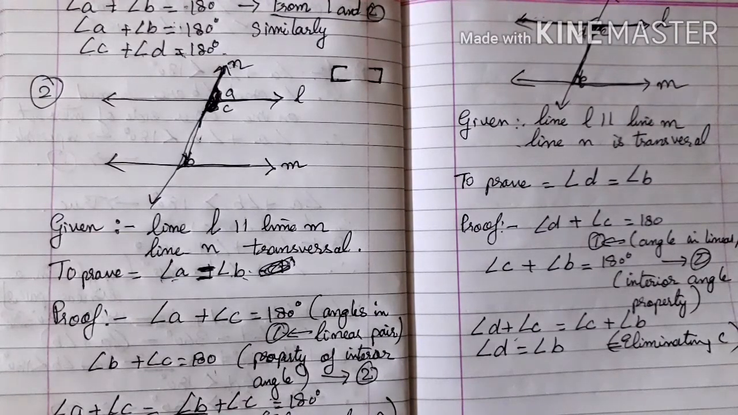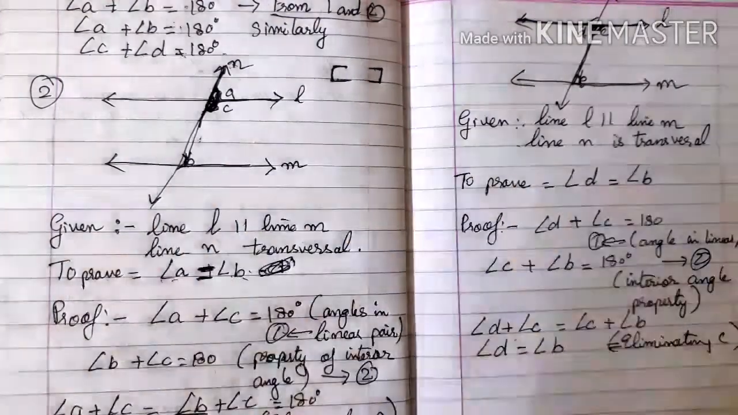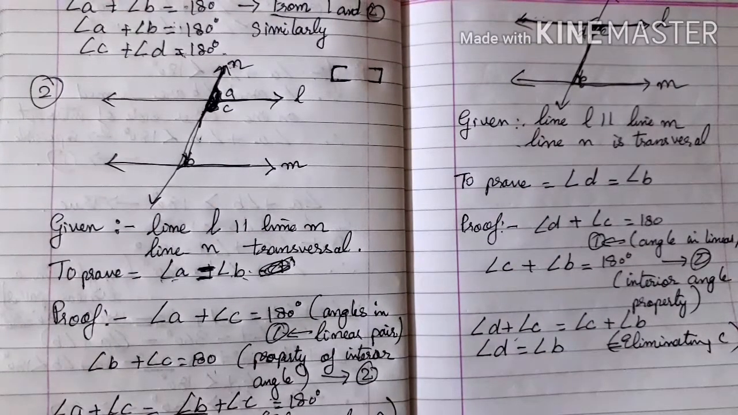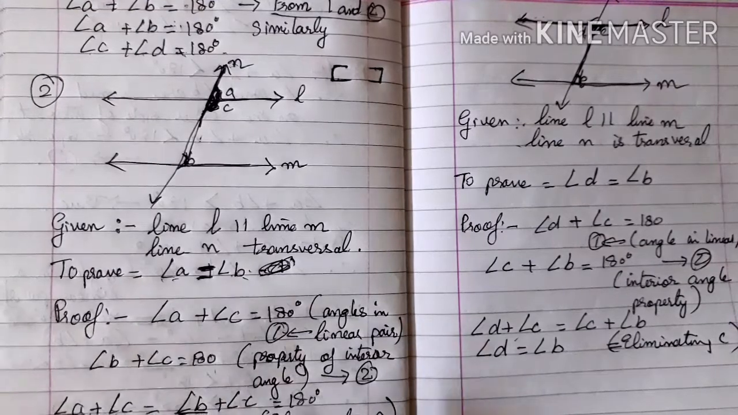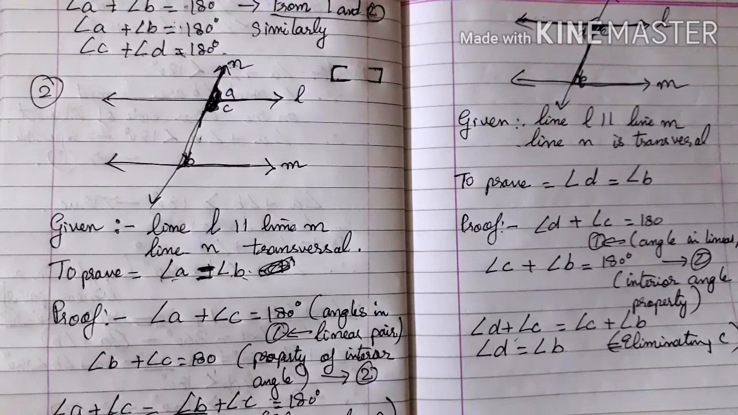Got it? So you have to first go through all the links that have been given in the description box in order to understand the linear pairs, the transversals, the interior angles, the alternate angles, and the corresponding angles. All are linked in the description box. Go through that first and then follow the theorems. You will quickly understand the theorems. Thank you.